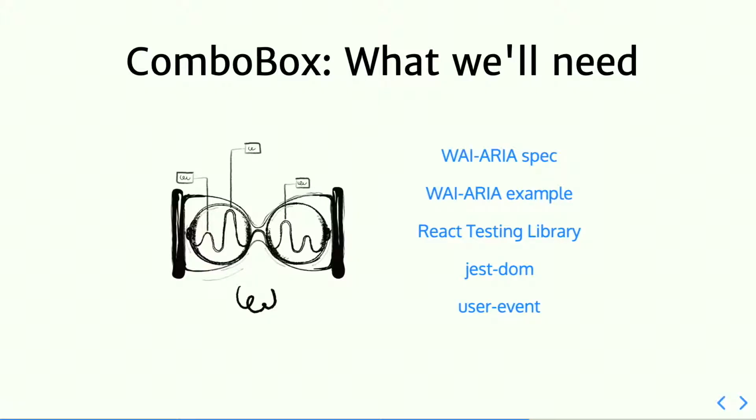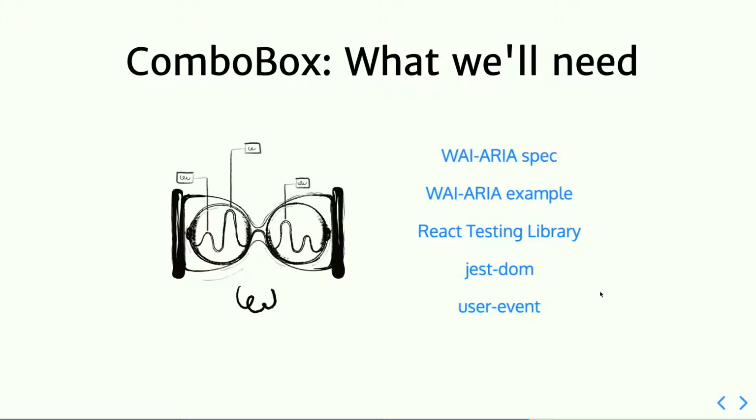From the people behind this library, there are also two additional libraries called jest-dom and user-event. jest-dom adds some more powerful assertions to your Jest testing framework, so you can assert on things inside the DOM, like for example, does it have that attribute? You don't have to do much to answer that question.